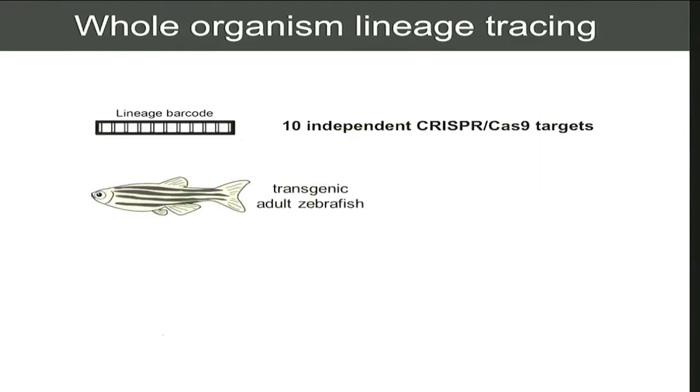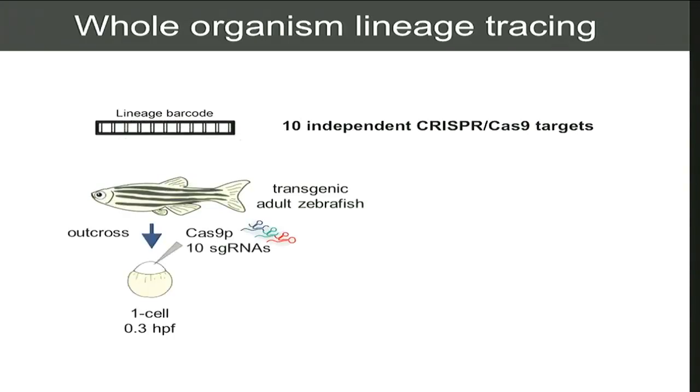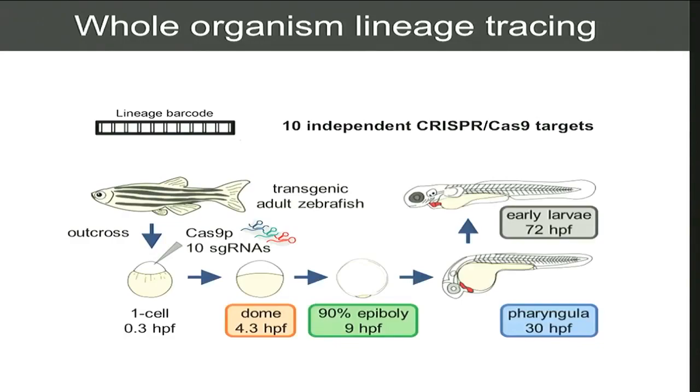So one of the advantages of trying it in fish is that we could try it very quickly. So we have this barcode that we put into adult zebrafish as a transgenic, and then we can inject all of the editing reagents, including guides corresponding to each of these 10 targets, and Cas9 into single-cell embryos. And then we just let development proceed through embryogenesis and then onward to adult stages.